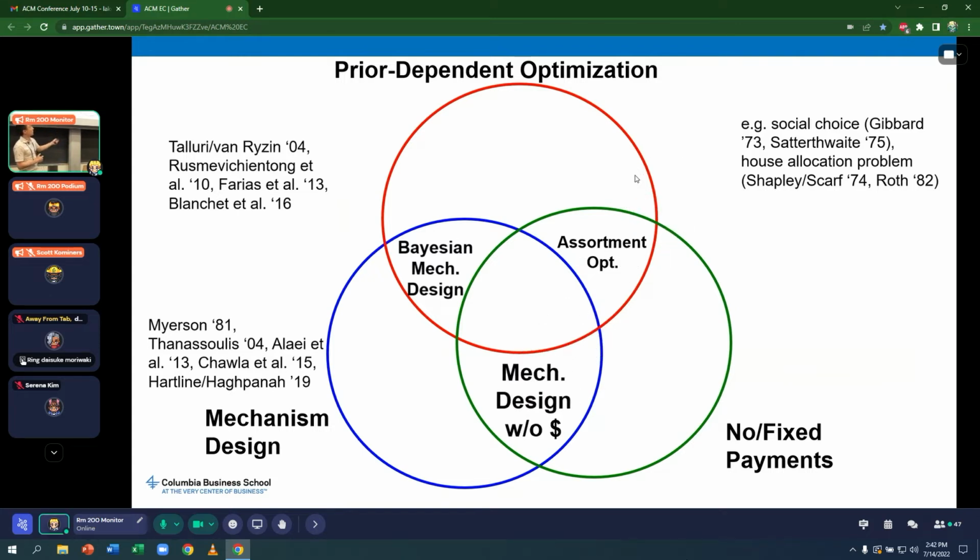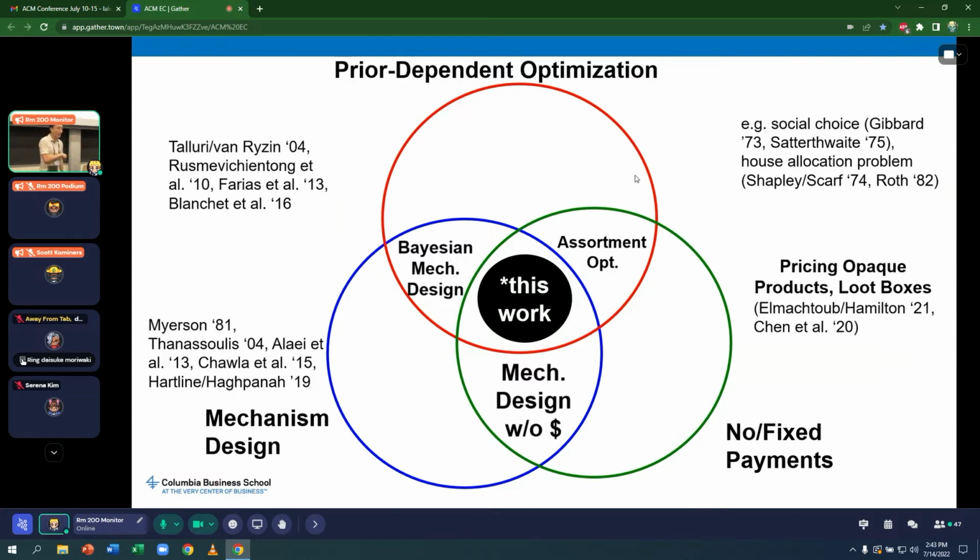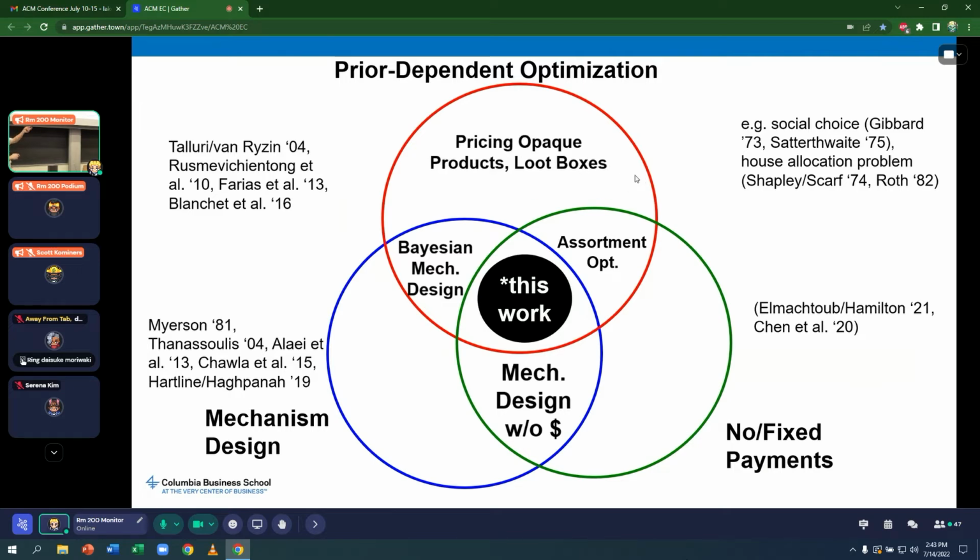One is generally the mechanisms in this area are prior free. And second of all, generally the tension in this area comes from there being multiple agents who either disagree on who should be president, or they both want to go to the same school and there's only one seat. Our problem is interesting even with a single agent, because there's a mismatch of incentives between the designer and the agent. So our work lies in the middle here. And then from a practical point of view, it's also similar to the idea of selling opaque products or loot boxes.